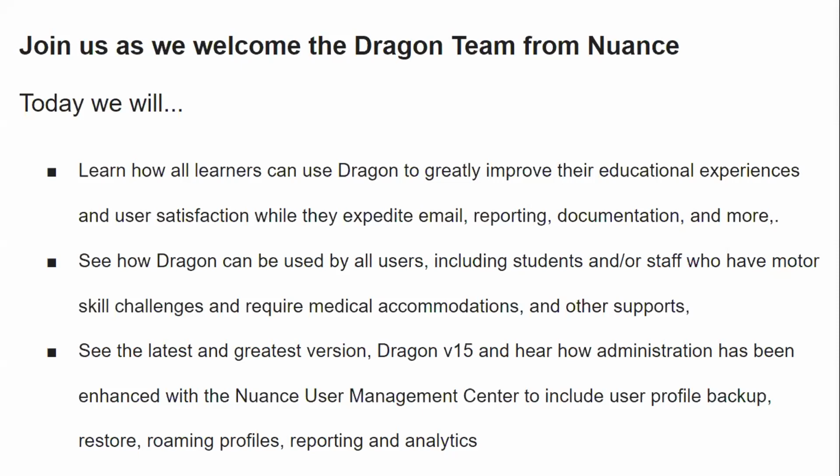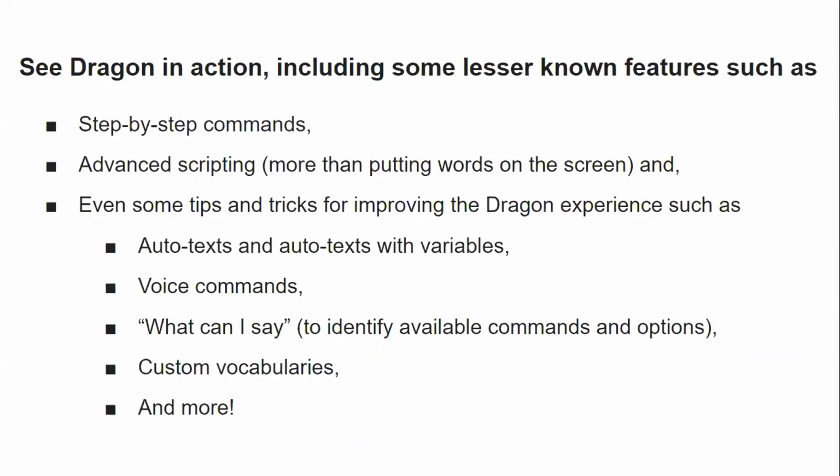We'll see the latest and greatest version of Dragon, Dragon version 15, and hear how administration has been enhanced with the Nuance User Management Center to include user profile backup, restore, roaming profiles, reporting, and analytics. Through a live interactive demonstration, we'll take a look under the hood and see Dragon in action, including some lesser known features such as step-by-step commands, advanced scripting, and tips and tricks for improving the Dragon experience, such as auto text and auto text with variables, voice commands, how to identify available commands and options, and custom vocabularies and more.